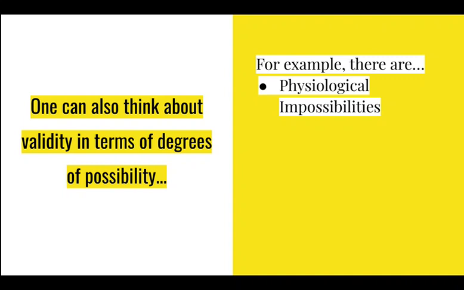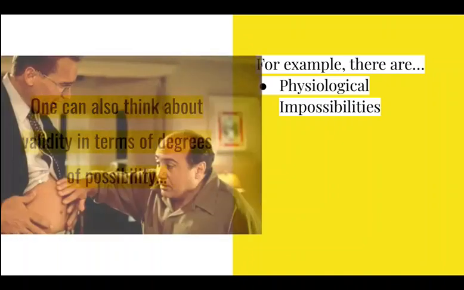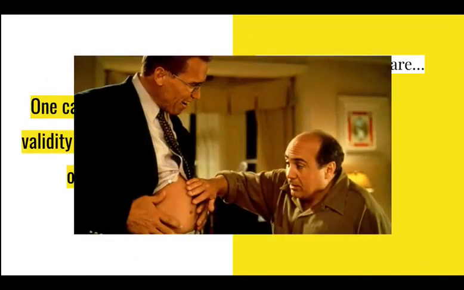For example, there are physiological impossibilities, right? So given our human physiology, some things are possible, some things are impossible. For example, if you ever watched that god-awful movie, Junior, where Arnold Schwarzenegger, former governor of California, played a pregnant male, you know that's not possible, right? Given human physiology, that's simply not possible for us.